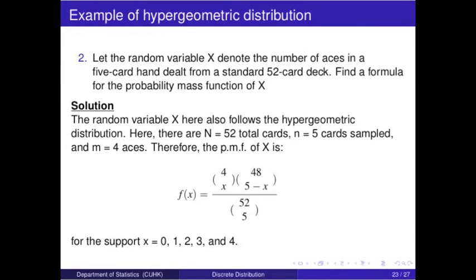For the second one, let the random variable x denote the number of aces in a 5-card hand from a standard 52-card deck. Find the formula of the probability mass function of x. As random variable x follows the hypergeometric distribution, we can substitute the parameters into the PMF of hypergeometric distribution and get the answer.